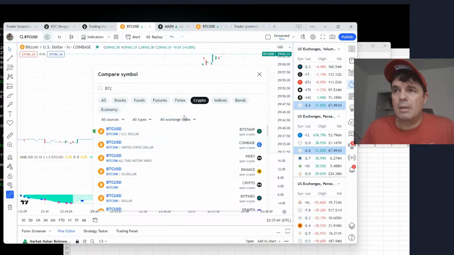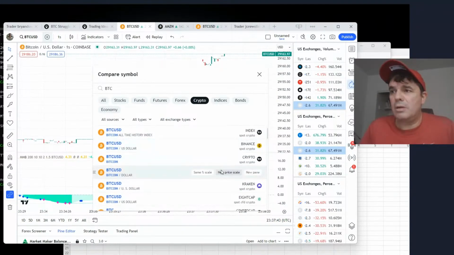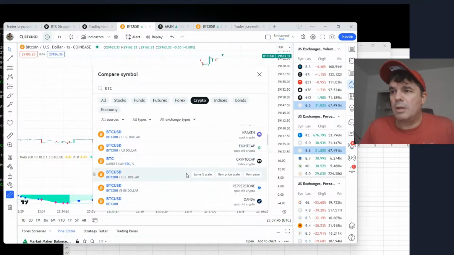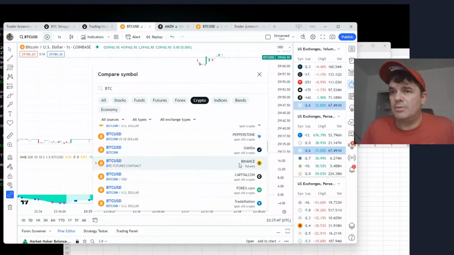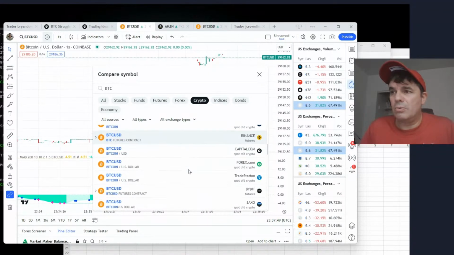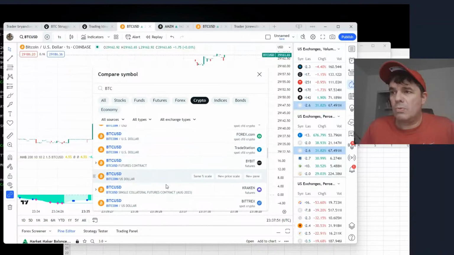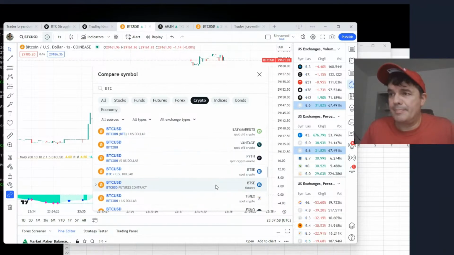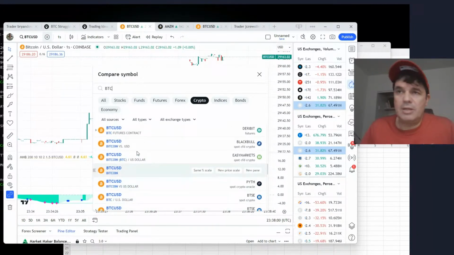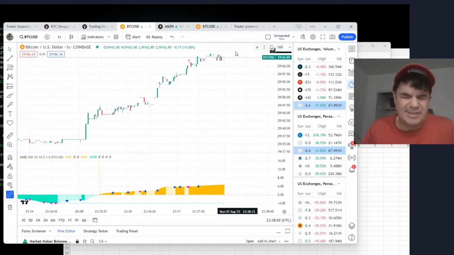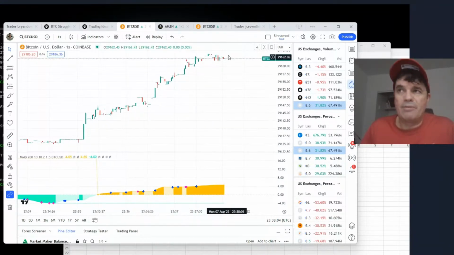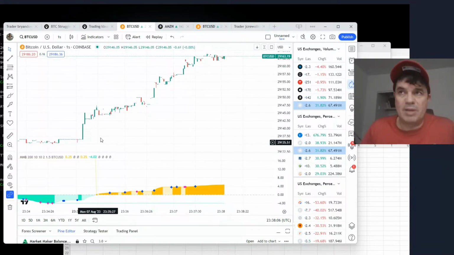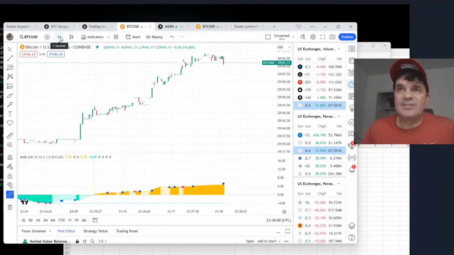So let's see here. I know CME is in here. Okay, there's Deribit. I know there's CME in here, but it's not like this. The volume's nowhere as proficient as what you get on Coinbase. But this is a second time frame.